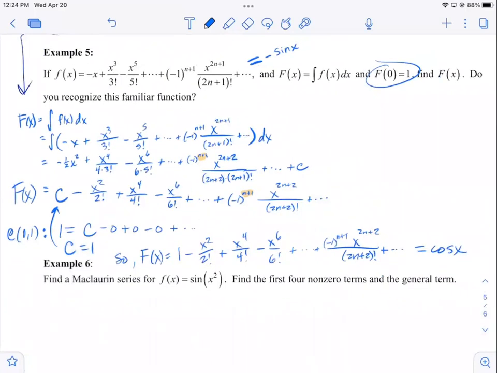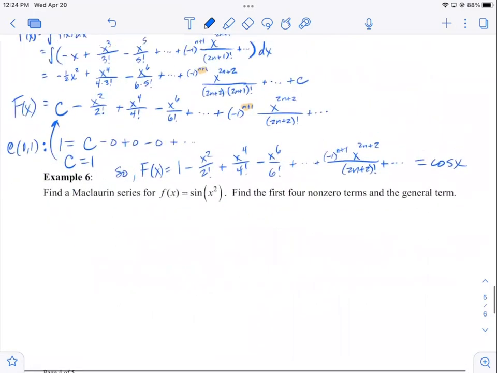All right. And do we need to worry about testing the endpoints? What's the interval of convergence for sine and cosine? All real numbers. Good. So we don't need to worry about testing the endpoints. I just want to remind you that if it did have a shortened interval of convergence, we would have to retest the endpoints if it was asked for it. Okay. All right. So that's cool. I just wanted y'all to be aware that it works with power series and the general term.